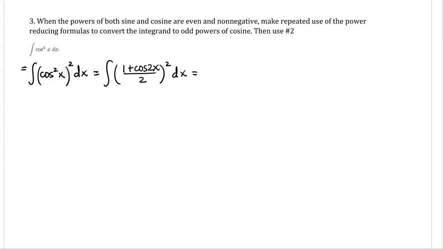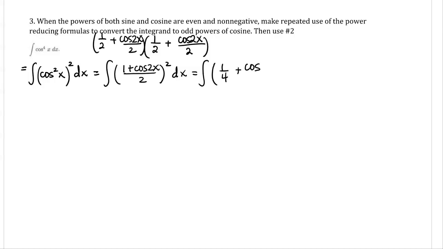And then I will go ahead and actually square that. So when you square that, I'll just write it here. You're multiplying this by itself. You're FOILing this out because we can split up that fraction in the top. So when we FOIL that out, we should get a 1/4 plus cosine 2x over 2 plus cosine squared 2x over 4. And this all gets the dx on the end.